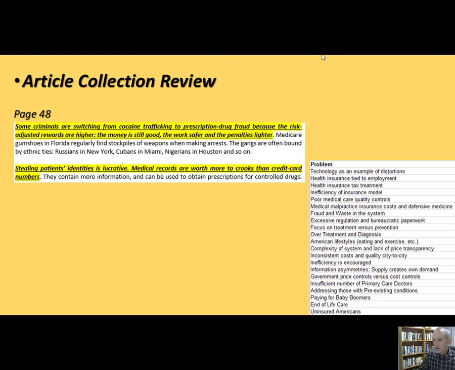I'm going to show you some Medicare fraud in this book we're going to see the summary of, and you will be absolutely shocked, not just at how bad the fraud is, but at how our government refuses to respond to it. And why is it? Because the government has no incentive to save future taxpayers' money. And so they're stealing patients' identities. Medical records are worth more to crooks than credit card numbers.